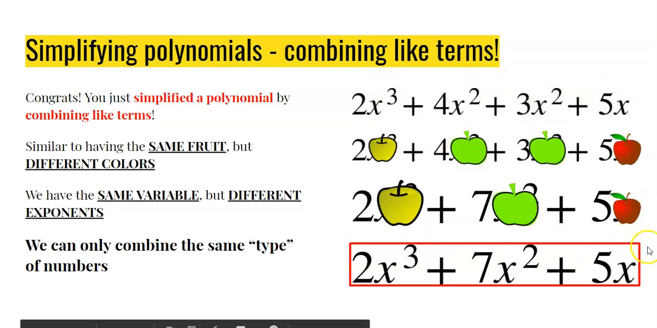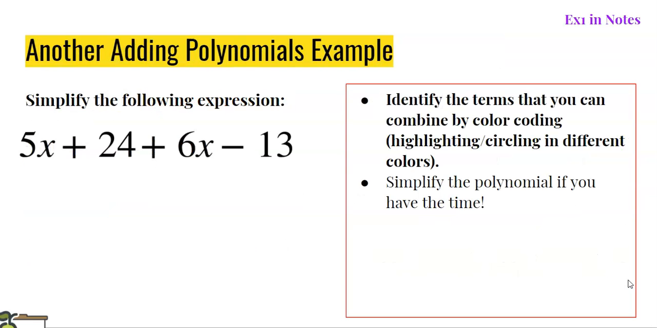So these are not all like terms. You can only add same variables if they have the same exponents. So in this case, I can only add my x squares together to give me 7x squared. The 2x cubed is going to stay by itself, and the 5x is going to stay by itself. This is as much simplified as it can be.